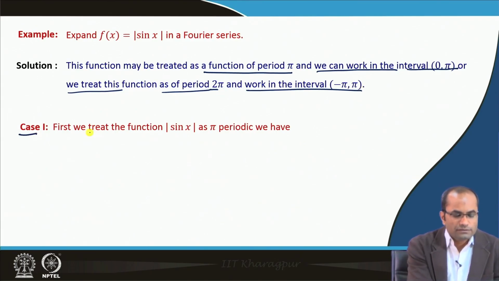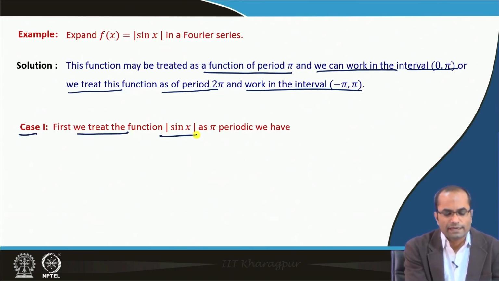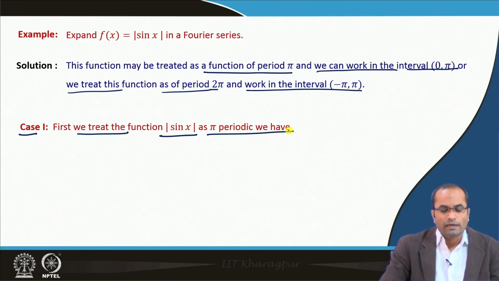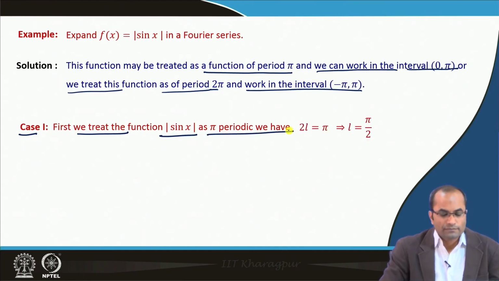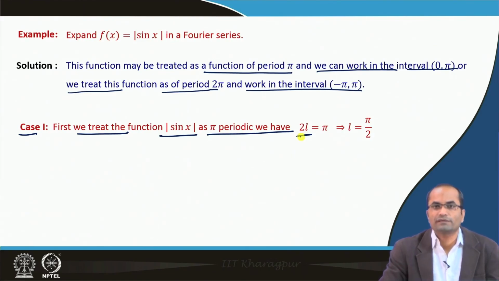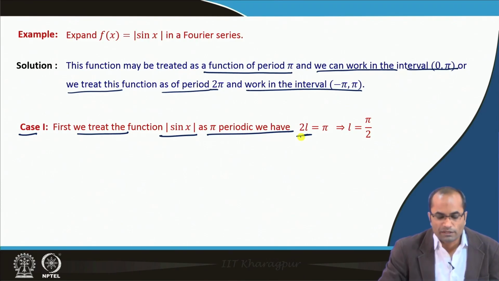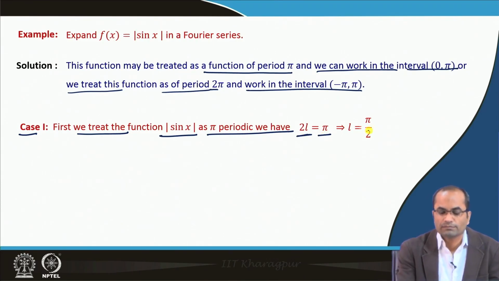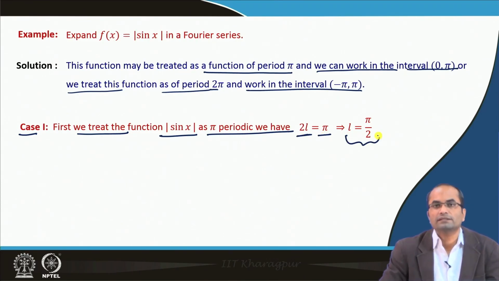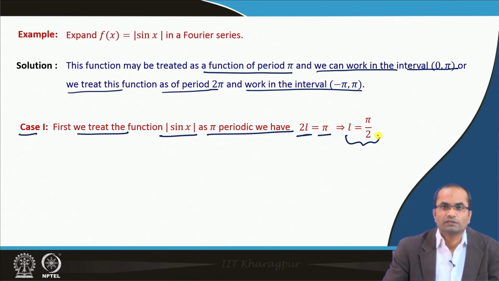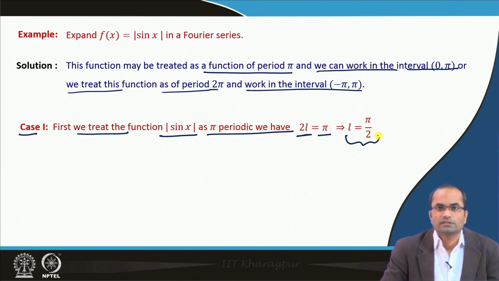So, in the first case, we will treat this function modulus sin x as pi periodic. For pi periodic, that is a general period, it is not the standard minus pi to pi we take, it is pi periodic. That means 2L is pi, and then we have L as pi by 2. So, a general version of this Fourier series we are going to use now.